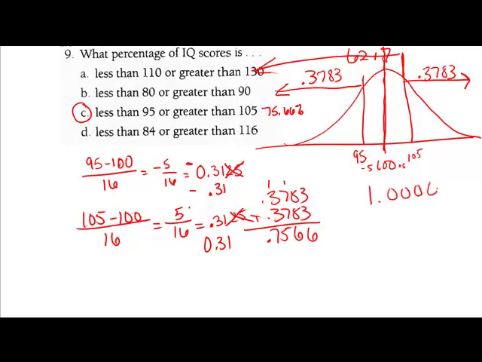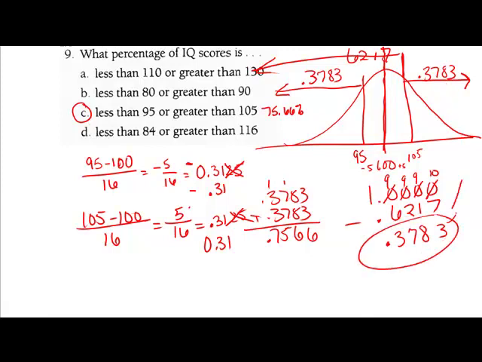The area of the curve is 1. And we know that less than 105 is .6217. That leaves the rest. Look at that. Sometimes math works out so beautifully. Okay, so that is how to do C.